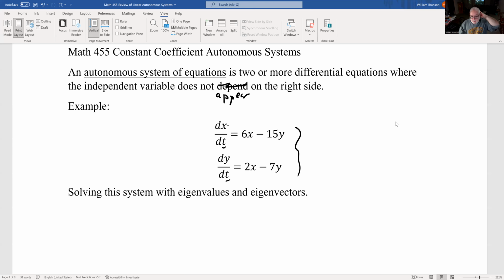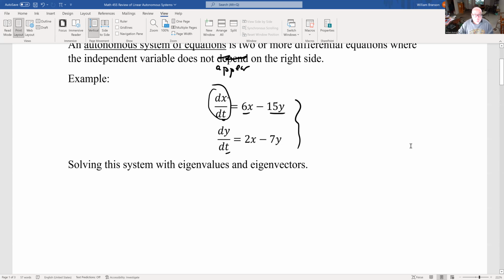So if we think of x and y as being animals, and t as being time, x and y are different animal populations, then the rate of change of the animal populations depends only on the current size of the animal populations and not the time, right? So the rate of change of the x animals depends only on how many x animals there are and how many y animals there are.